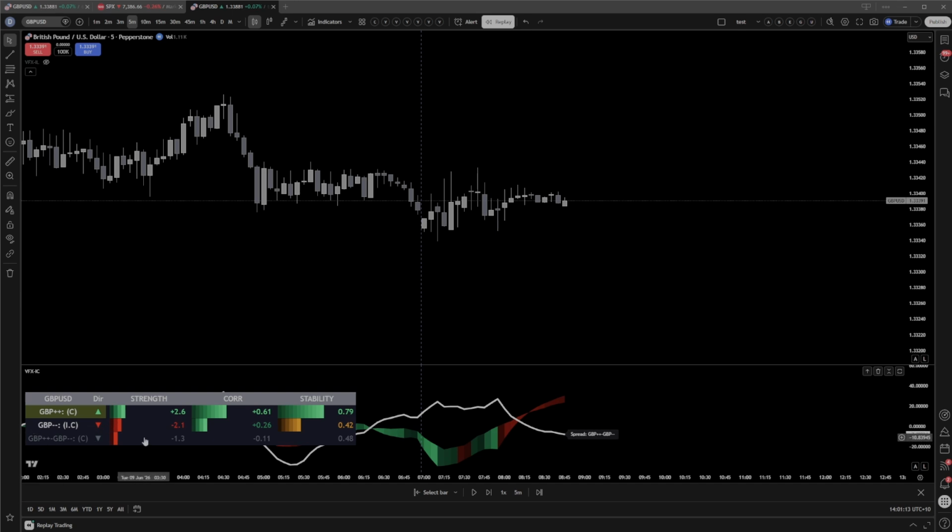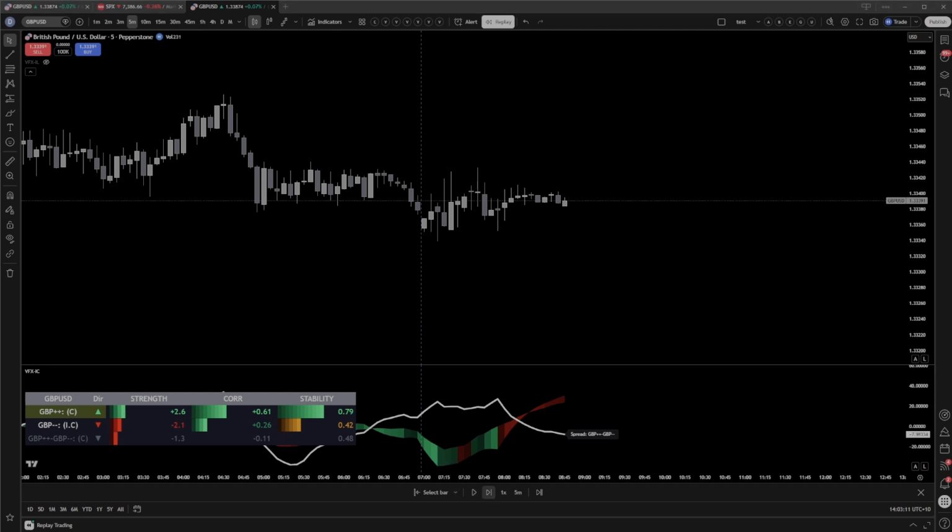and in this case, in the synthetic spread, strength is minus 1.3, correlation is below the 0.25 threshold. As a result, the whole lot is displayed as grey, and really, when you see this, we just discount it. There's no useful information in this at all.